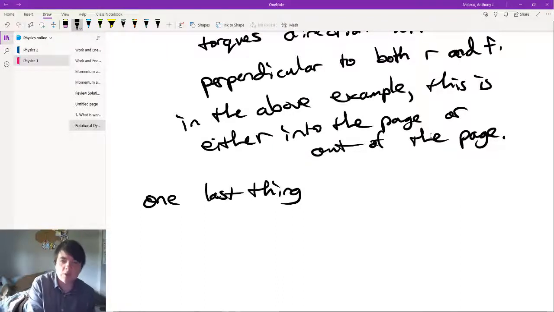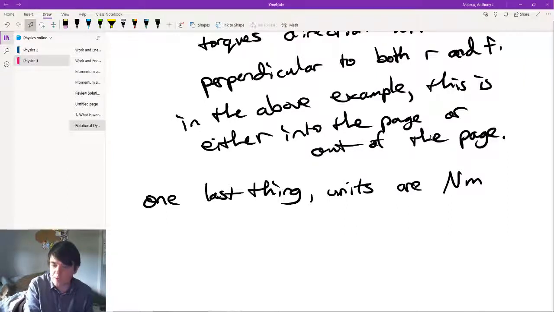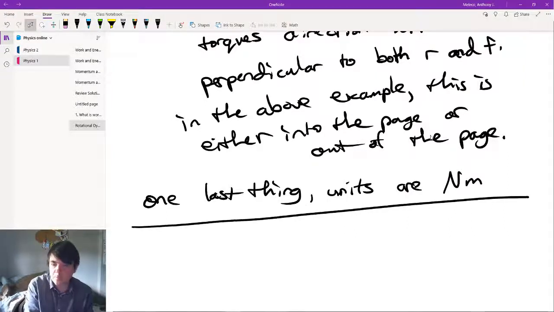Because torque is a function of the radius and force, the units are Newton meter. And Newton meters, you remember, are joules. So this will give something rotational energy, okay?